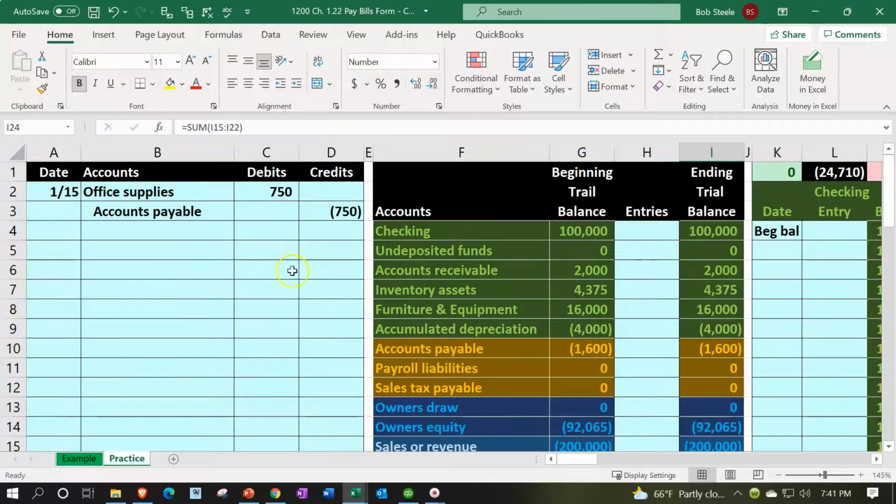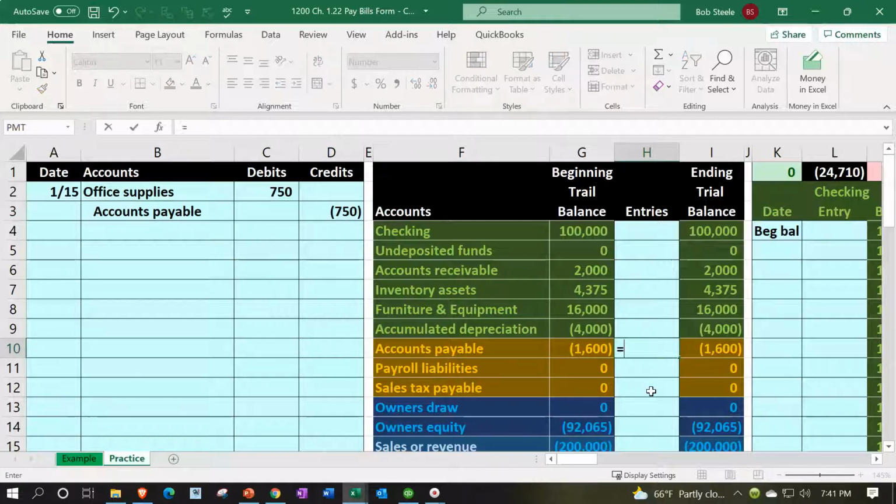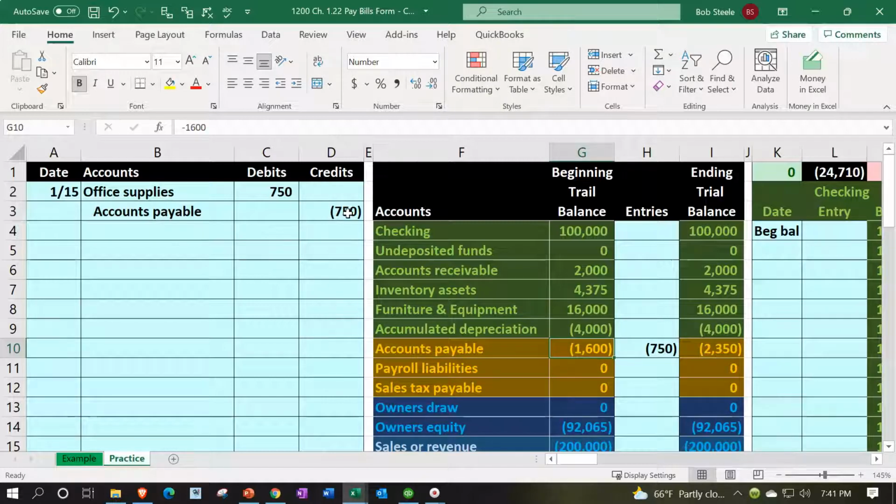23,960. Then we're going to post the accounts payable, which will be here. So accounts payable in H10 equals the 750 credit. So this went from 1,600 up in the credit direction. It went down on the number line in the whole to 2,350. But from a debit and credit standpoint, it went up to 2,350.